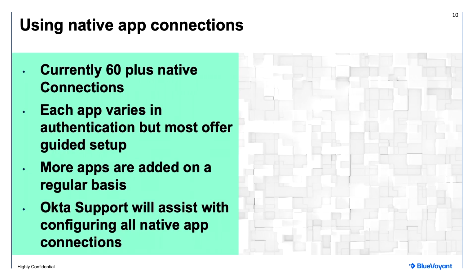And Okta Workflows allows you to use native app connections. They actually have a huge library of 60 plus native app connections, and each app varies in how you authenticate to it. But don't worry, if you don't know how to do it, they have lots of documentation that will walk you through how you could establish your connection between Okta Workflows and the app that you're trying to establish. And Okta support will assist with configuring all native app connections. And we say that from experience. Their support is pretty great. And they will not create the workflow for you, but they will assist you with the flow that you are creating. So it's good to know.